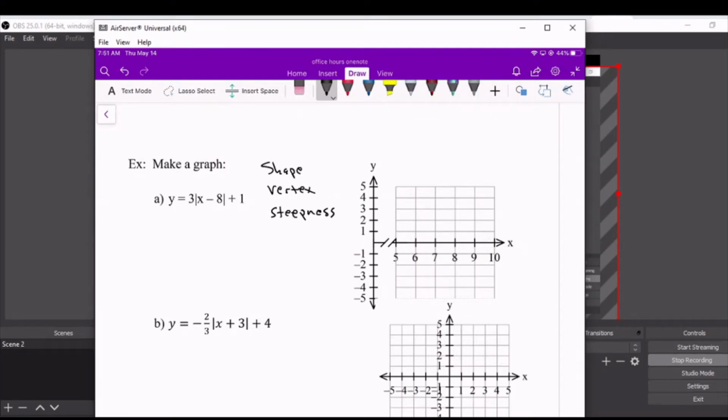All right, let's do a couple of examples. For the first one here, for A, would you think about the shape, the vertex, and the steepness for that, please? Pause the video and see if you can think about what those would be.